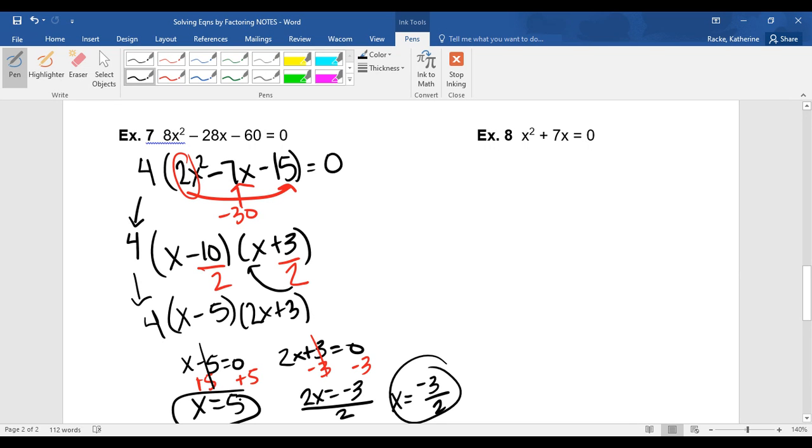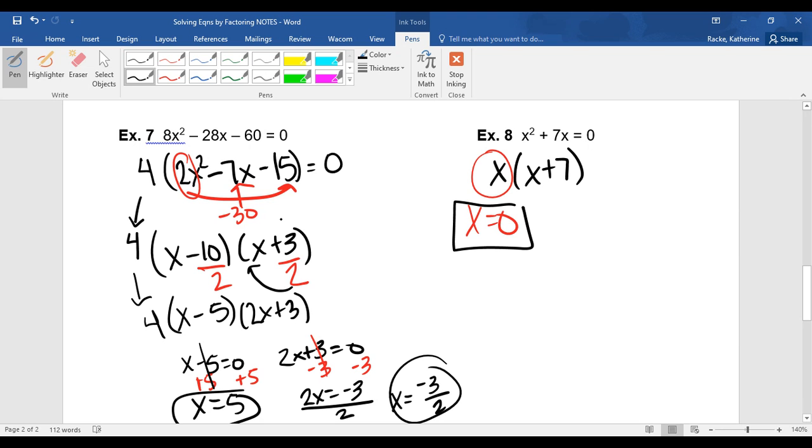All right, for number 8, I have no c value, but it's still set equal to 0. So I'm going to check for our greatest common factor. What they both have in common is an x, so I'm going to factor out an x to leave me with x plus 7. Now I can't factor any more out here, okay? So every time you see an x, you're going to have to set it equal to 0. So I have this x out here, okay? And I need to set that equal to 0 so I can solve that for x. But it's already solved for x, so that would be one of my answers.